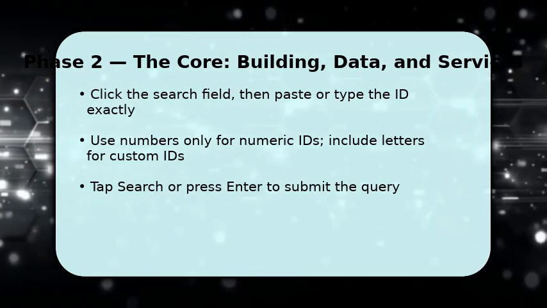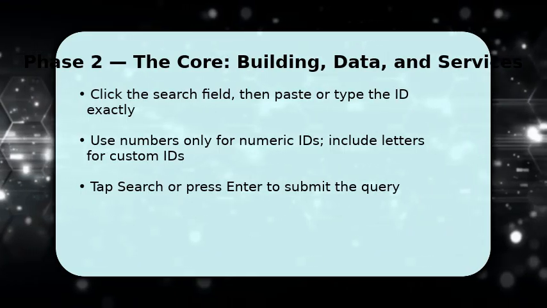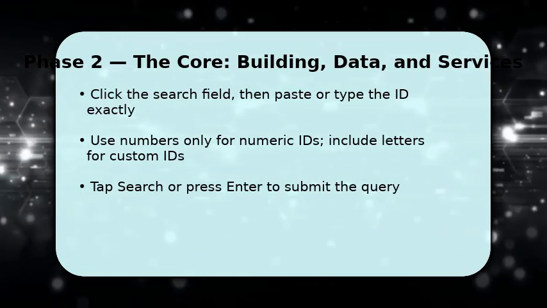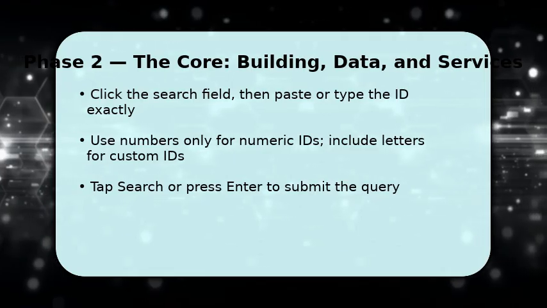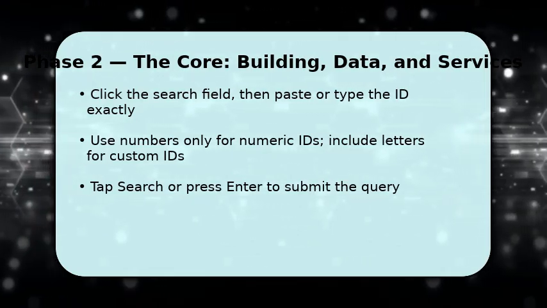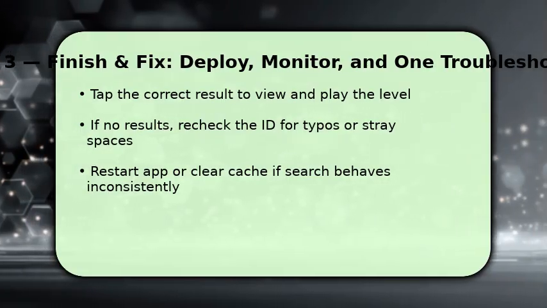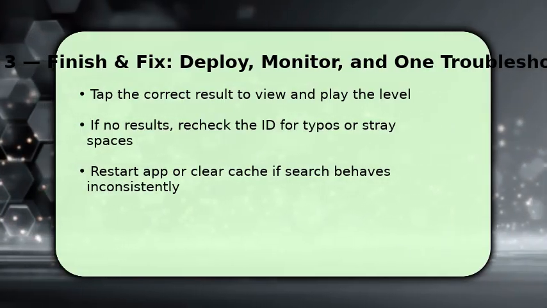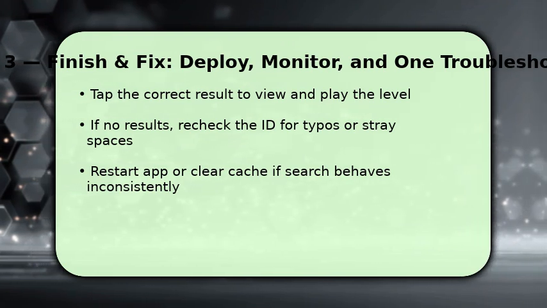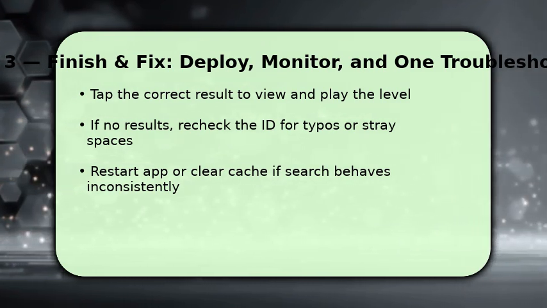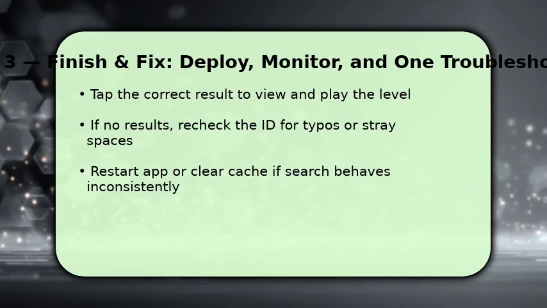Results populate beneath. If multiple results appear, use filters like difficulty to narrow it down. This accuracy saves time and prevents you from opening the wrong level. Finally, tap the matching result to open the level page and press play to load it. If nothing appears, re-enter the ID. Common errors are swapped digits or leading / trailing spaces, so correct those and search again.